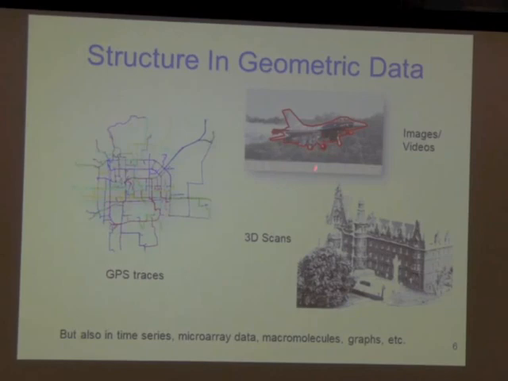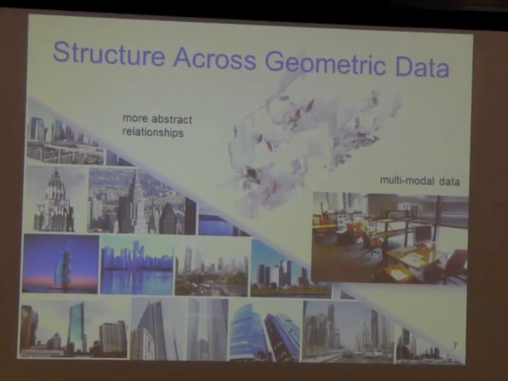In this 3D scan, we may be interested in the regular pattern of the windows of this building that our brains can see right away, but computers can have difficulty in seeing. And of course, there is structure in all kinds of other data. I mean, time series, macroarrays, macromolecules, graphs, and so on. And to come to the main topic, I'm interested not just in structure in data, but structure across data. That is, a structure that relates different data sets.